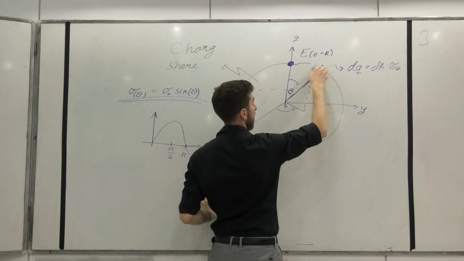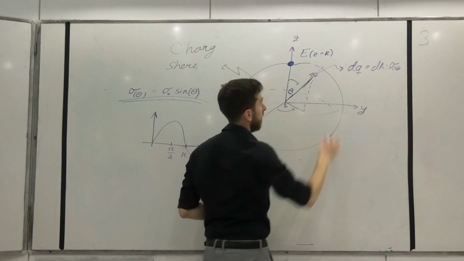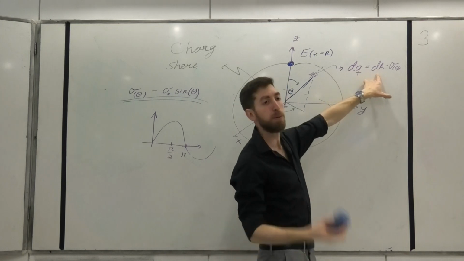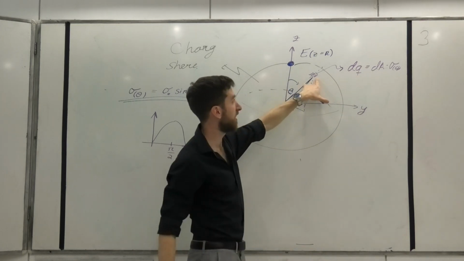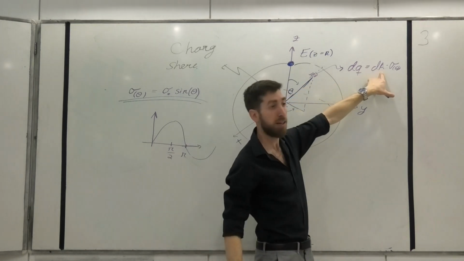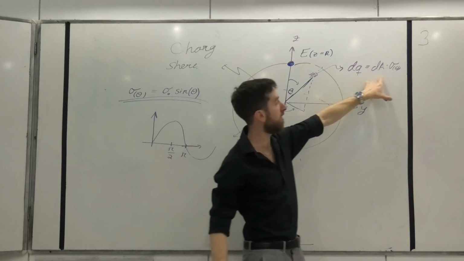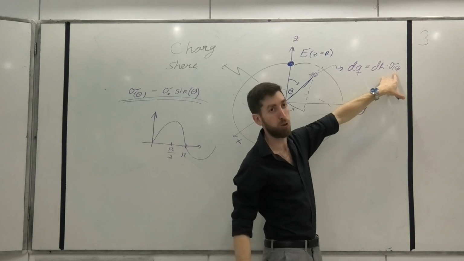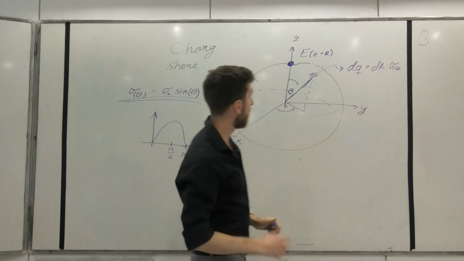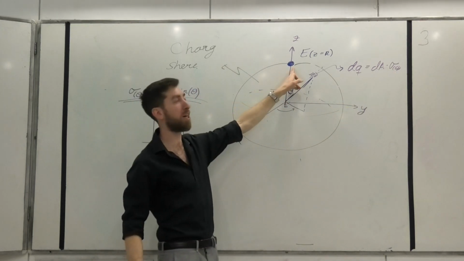You wrote dA before, with the small... Yes, and then I said let's be more specific. This one, the area is dA, but the charge is actually dq. Okay, small dq, and what I wrote here is the charge distribution. Perfect. So I want to understand what the electric field is.